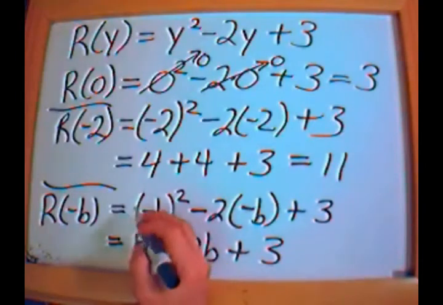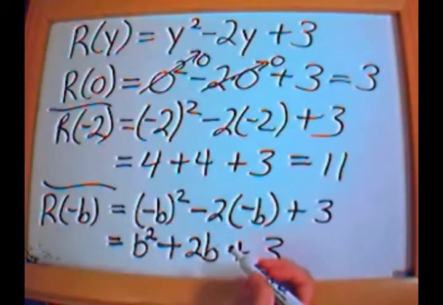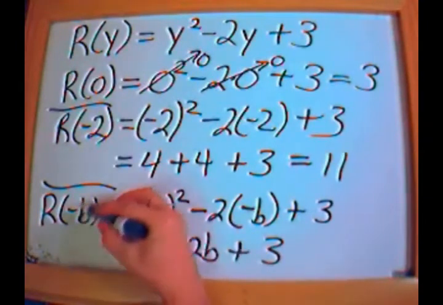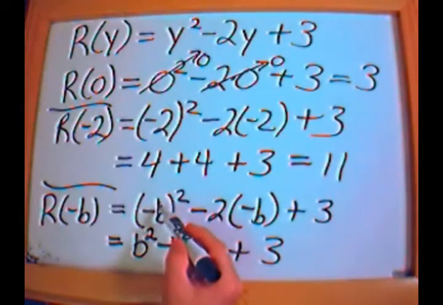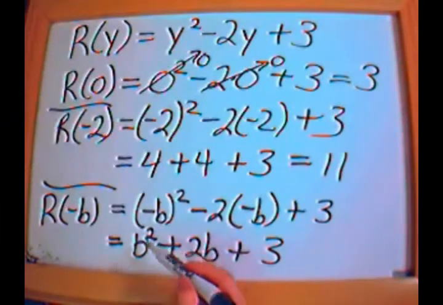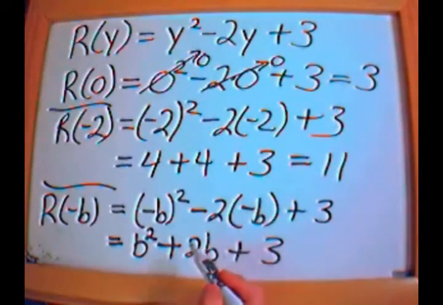Negative b times negative b is positive b squared. I forgot that there. So all you do is plug in negative b in the proper spots and carry your signs through it. It's really an exercise in keeping the signs straight. Negative b times negative b is positive b squared. Negative 2 times negative b is positive 2b, and the 3 just carries down.